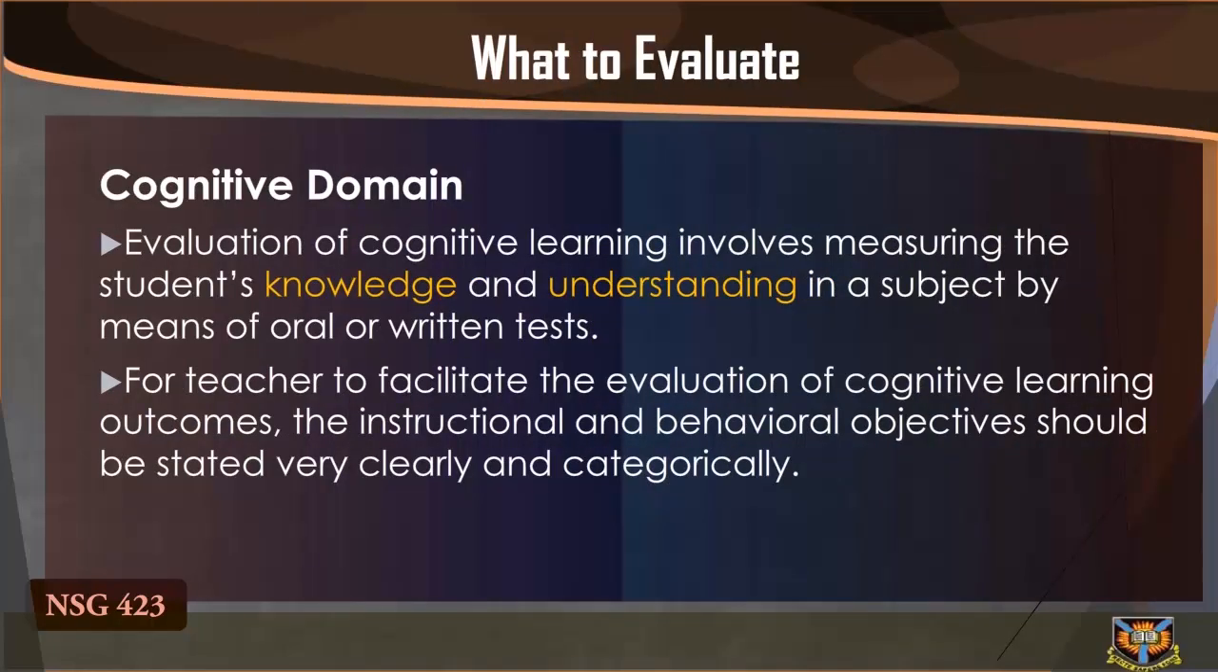What to evaluate? In evaluation, the teacher should evaluate according to the objective set for each domain of learning. Cognitive domain: evaluation of cognitive learning involves measuring the student's knowledge and understanding in a subject by means of oral or written tests. For a teacher to facilitate the evaluation of cognitive learning outcomes, the instructional and behavioral objectives should be stated very clearly and categorically.